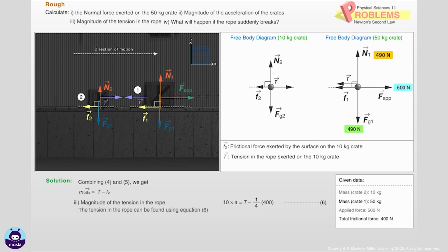The tension in the rope can be found using equation 6. 10 times 1,67 equals T minus 100. Therefore, T equals 116,7 newtons.